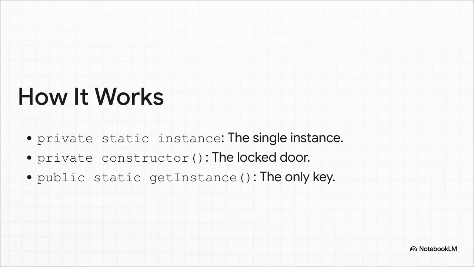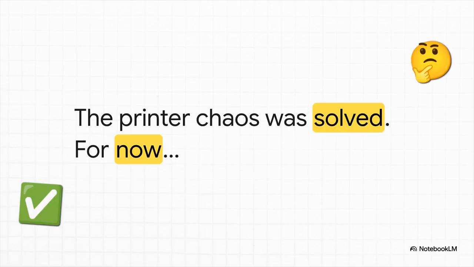And what's really cool is how it works. It's basically just 3 key moves. First, you've got this private static variable that holds on to the one and only instance. Second, and this is crucial, the constructor is made private. Think of it like locking the door so nobody else can just come in and create new instances whenever they want. And third, you have a public static method that acts like the one and only key. It's the only way to get that single instance. And believe it or not, just like that, it works.